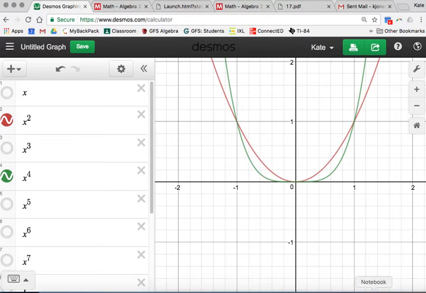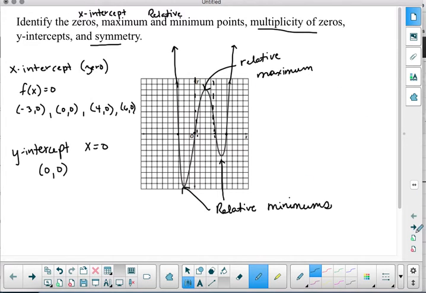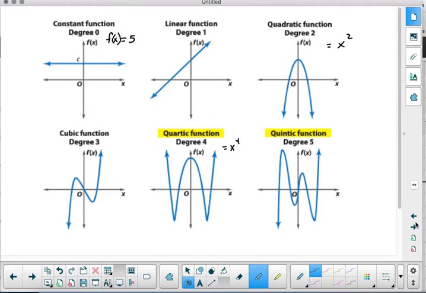Okay. So those are the general vocabulary terms that you want to know. You're also going to notice that there's a specific shape to different functions. So a constant function, where you have a function equal to a number, those are just all horizontal lines, like y equals something, like y equals 5, for example. Linear functions, first degree functions.